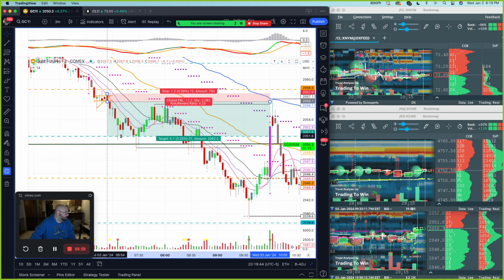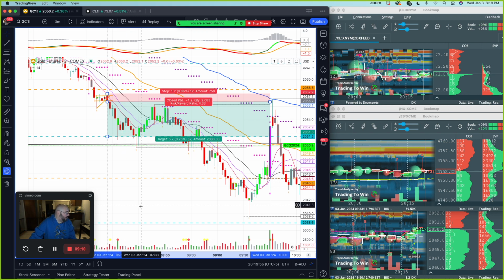You could do it however you want. I'm just giving you ideas. On a big move like this, I'm probably taking 3 contracts off. Half my position, moving my stop to break even. Here's 4, here's 5, here's probably number 6.